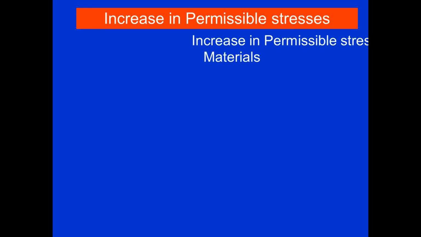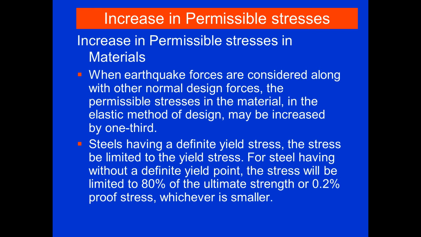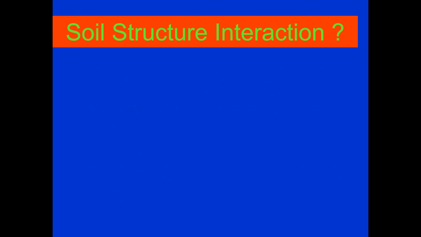Increase in permissible stress in material. When the earthquake forces are considered along with the other normal design loads, the permissible stresses in material are also increased in the elastic method of design and may be increased by one third. Steel has a definite yield stress, so the stress is limited to the yield stress. For steel without a definite yield point, the stress will be limited to 80% of the ultimate stress or 0.2% of the proof stress, whichever is smaller.